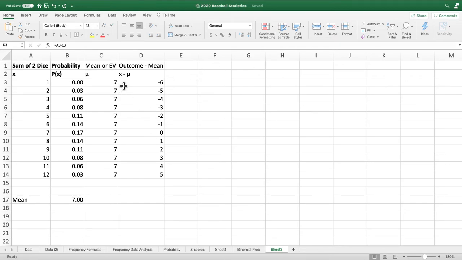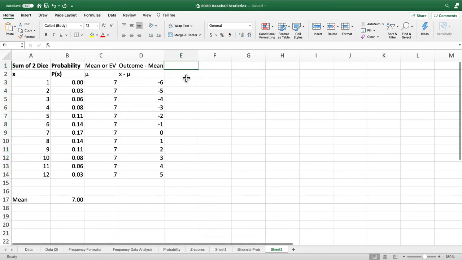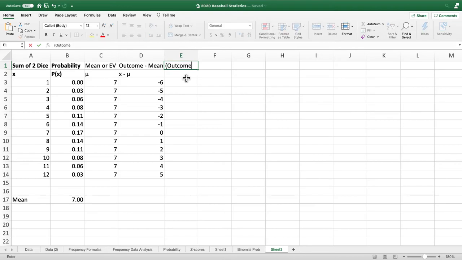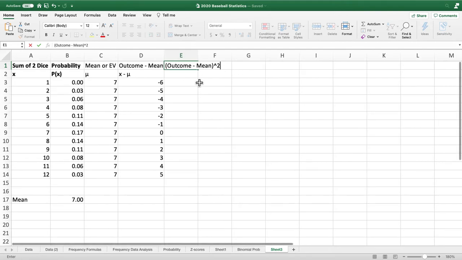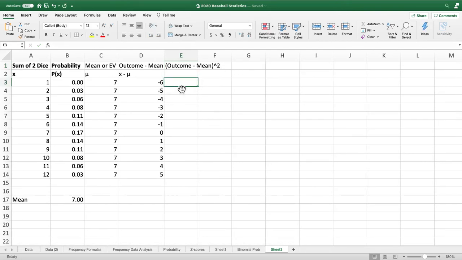Once you get your outcome minus your mean, we now have to get rid of those negative numbers. So what we do next is we are going to take our outcome minus our mean, and we are going to square it. So it's a caret with a 2. So all we do here is we hit equals D3, and we're going to square it. And then fill that all the way down.